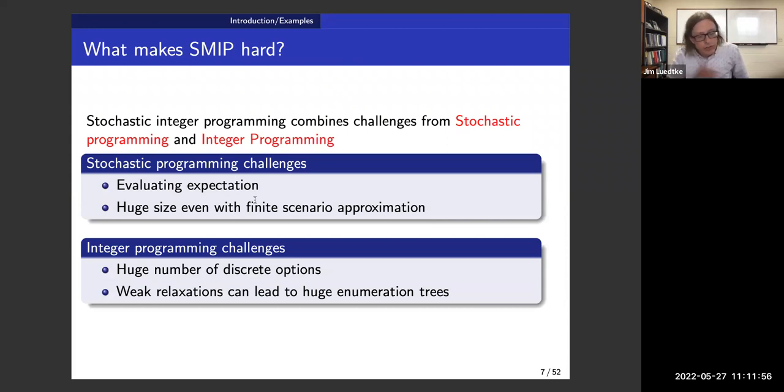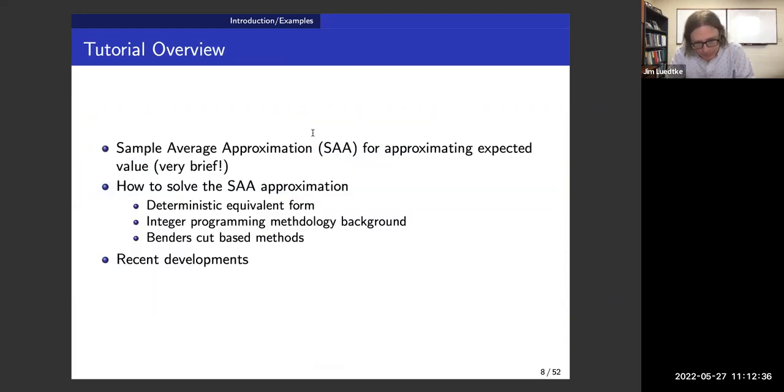Then in integer programming, we typically have lots of discrete decisions. All the combinations of possible decisions lead to an explosion in the number of solutions you have to search through. That's challenge number one. The other thing is that eventually you're going to use some sort of relaxation approach to approximate this, say linear programming relaxations. But a major challenge there is if your relaxation is weak, and the optimal value is not close to the true integer optimal value, then you can have huge search trees for these problems. So these are the types of challenges we have to deal with, both together, to be able to solve these stochastic integer programming problems.